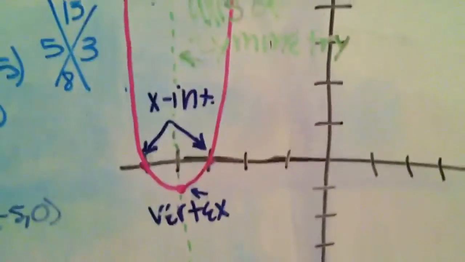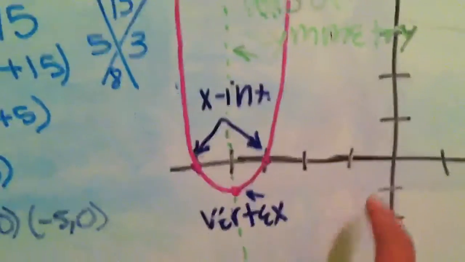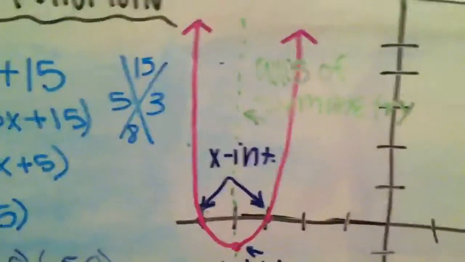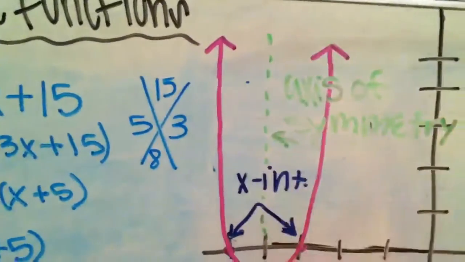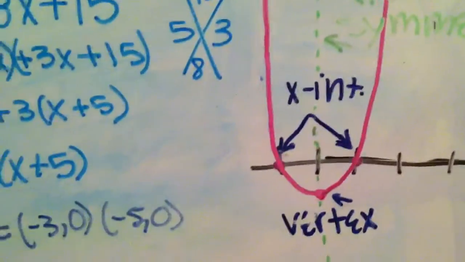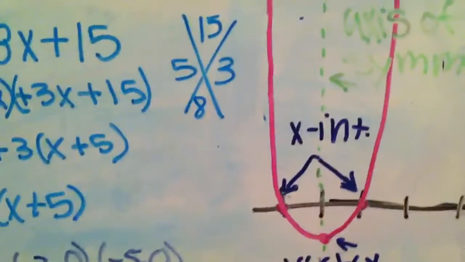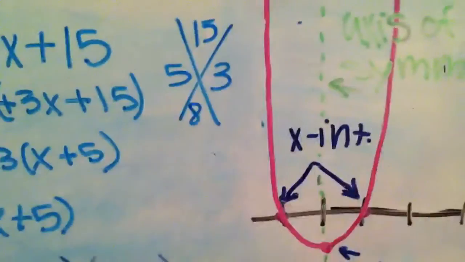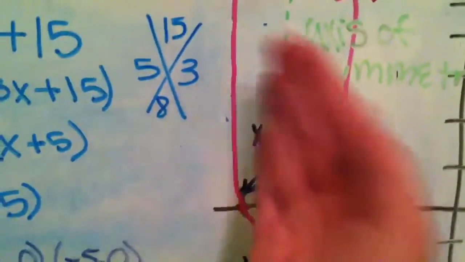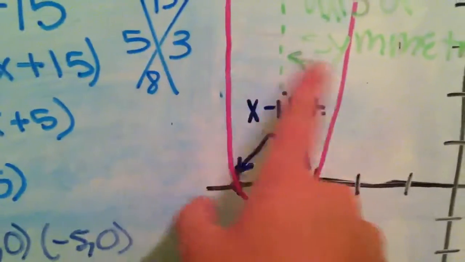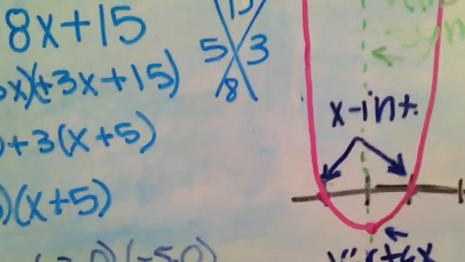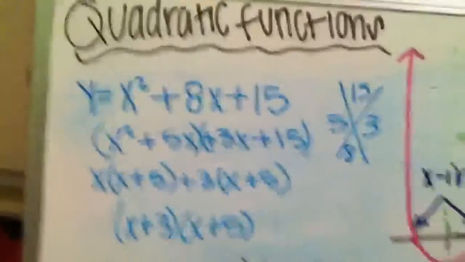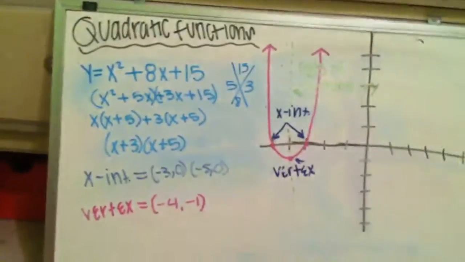And now we're going to look at the graph. We found our vertex, (-4, -1), and we have our x-intercepts. Now we have this line down the middle called the axis of symmetry. Your axis of symmetry is basically the x-coordinate of your vertex. It is where the parabola is the exact same on both sides. If you were to reflect it or fold it in half, the two parts would match up exactly. And that is how you factor, graph, and find the vertex of a quadratic function.